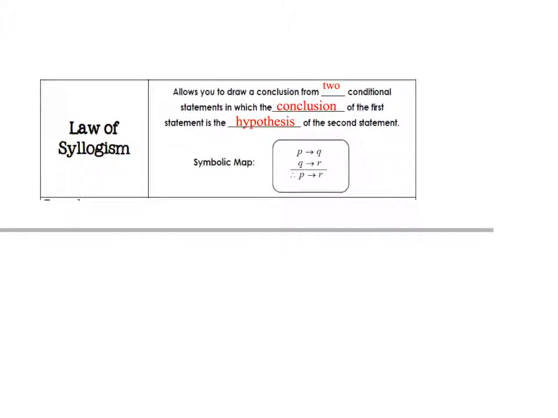All right, so our next law is the law of syllogism. This particular law allows you to draw a conclusion from two conditional statements, in which the conclusion of the first statement is the hypothesis of the second statement. So I'm going to write it out. It's in your notes. It's just always helpful to write it out. So I have P arrow Q. That's one conditional statement. My next conditional statement is Q arrow R.